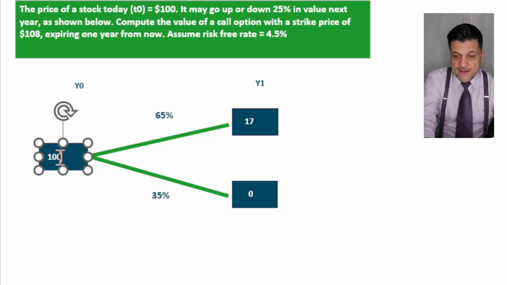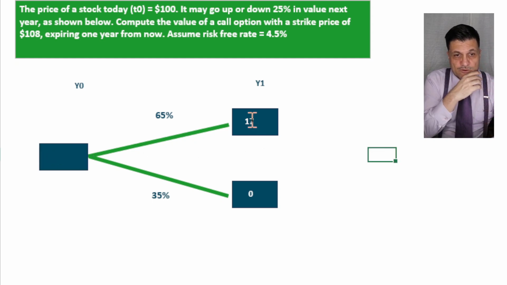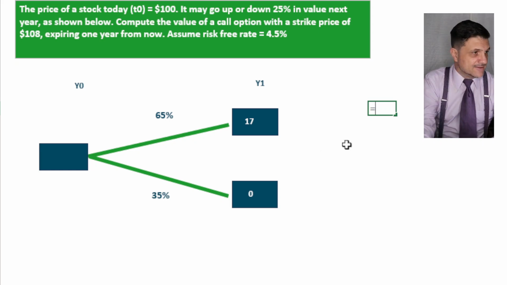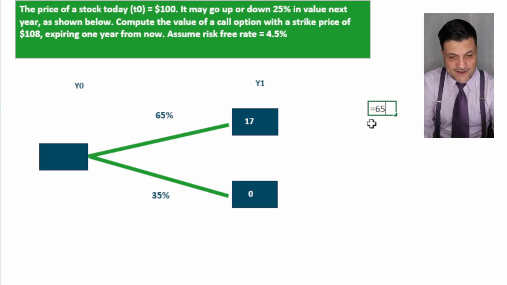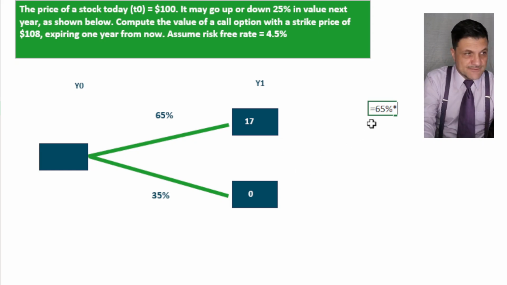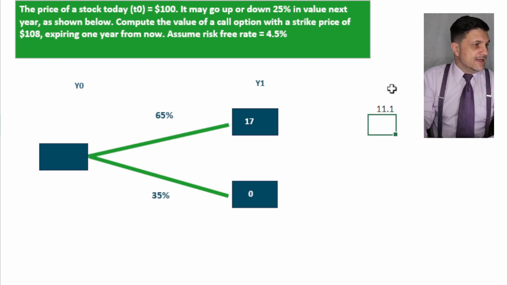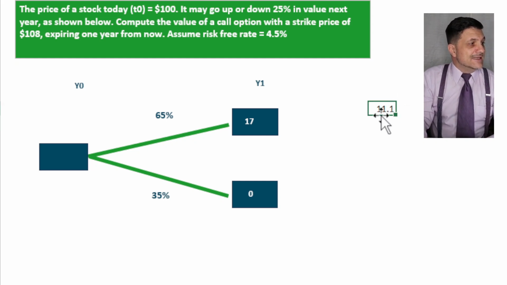Because see, right here, it could be $17 or zero 1 year from now. I want to know how much is the price of the call option today. So pay attention to what I'm going to do now. First, what is the probability of the call option being $17? It's 65%. Okay, so 65% times $17, or 17 monies, right? 11.1. That's the value of the option.